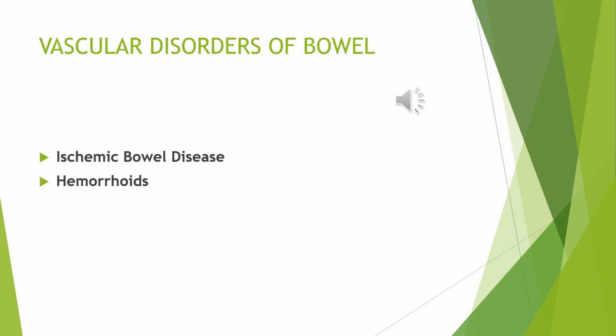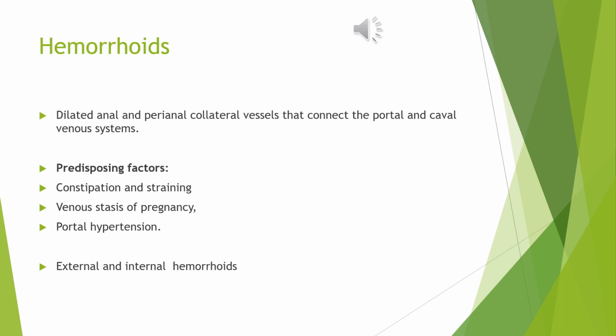After discussing the intestinal obstruction, we move to vascular disorders of the bowel, which are divided into ischemic bowel disease, which is a result of ischemia, or loss or decreased blood supply to the bowel, whether acute or chronic. And usually ischemic bowel disease is seen in older subjects and elderly patients. The second vascular disease, which is a common problem in outpatient clinics, is hemorrhoids.